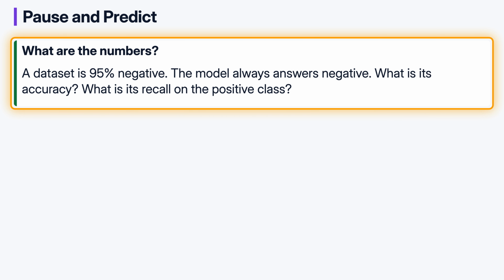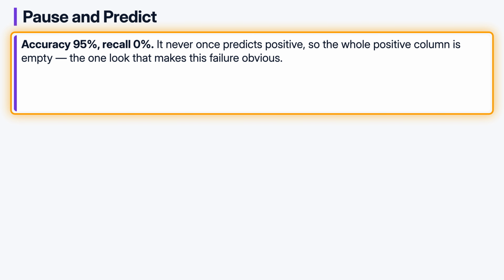Your turn. A dataset is 95% negative. The model always answers negative. What is its accuracy? And what is its recall on the positive class? Pause and work it out. Okay, here it is. Accuracy is 95%, but recall on the positive class is 0%. It never once predicts positive, so the whole positive column is empty. That one look makes the failure obvious.